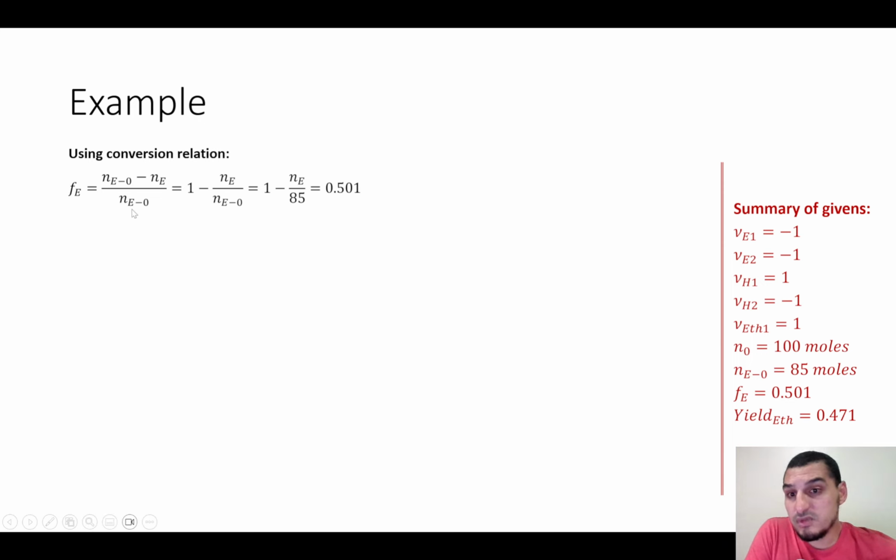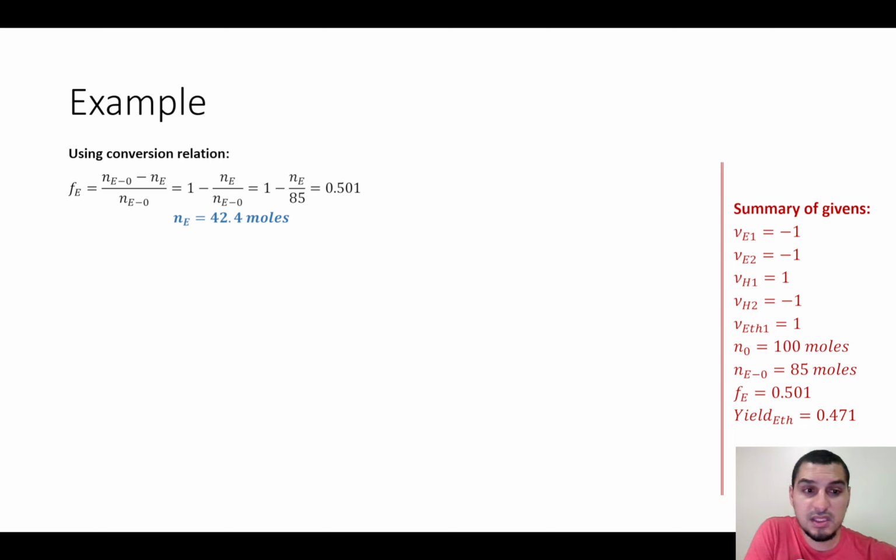So if we simplify the equation, it is going to be 1 minus the number of moles in the product minus the feed number of moles. I know the feed is 85, and from this we can calculate the number of moles of E in the product. Now we know the number of moles of E in the product, and we know the number of moles of E in the feed.